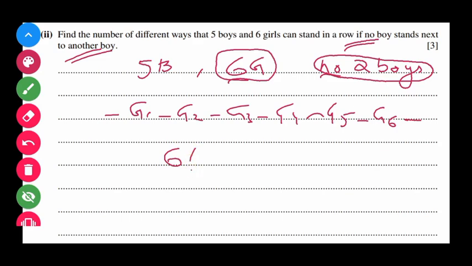6 factorial ways. Now look at the boys. There are 5 boys and 5 boys have how many places? 7 places. Okay, so 5 boys to be arranged in 7 places. In what way? Yes, 7P5 ways, isn't it?